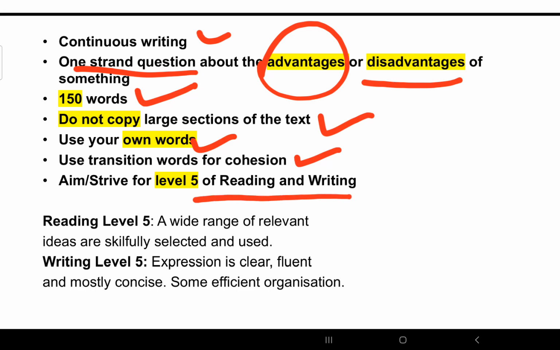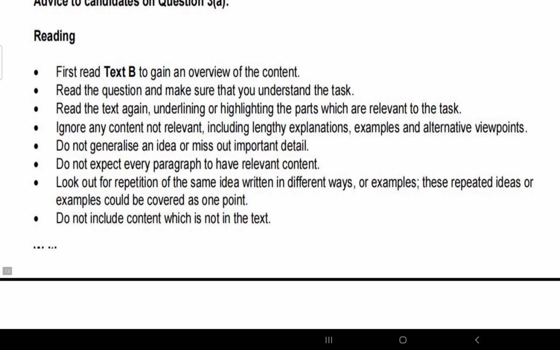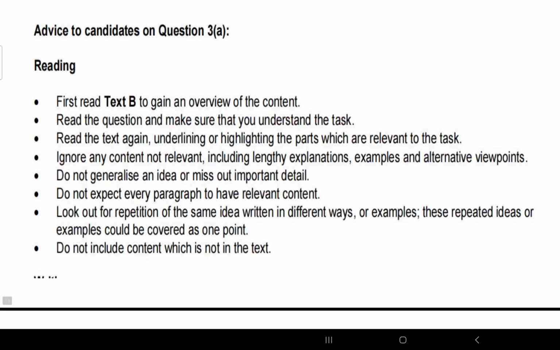And what is level 5? Level 5 of reading is that a wide range of relevant ideas are skillfully selected and used. And writing level 5 is that expression is clear, fluent, and mostly concise. Some efficient organization is required if you want to get 10 out of 10 for writing. Now, these are a few chunks from the examiner report. This will help you understand the requirements of an examiner.